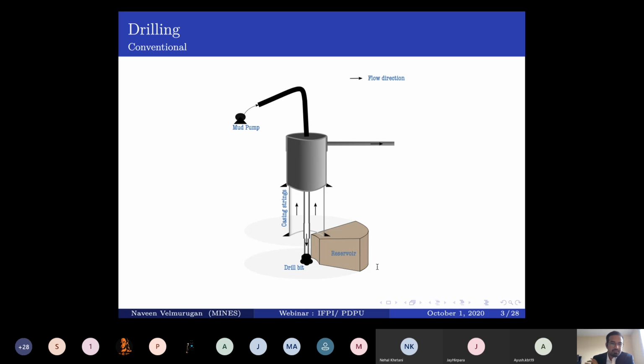There are multiple functions, but what we'll focus on in this particular talk is how we could use drilling mud to maintain a particular pressure at the bottom of the wellbore, right? So the general direction of flow of this drilling mud is that you pump using a mud pump at the surface, it goes down the drill string, and then it experiences a pressure loss at the drill bit, and then it is circulated up through the annulus and then flows out at the surface.